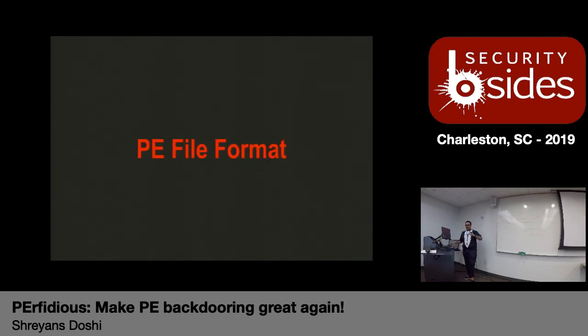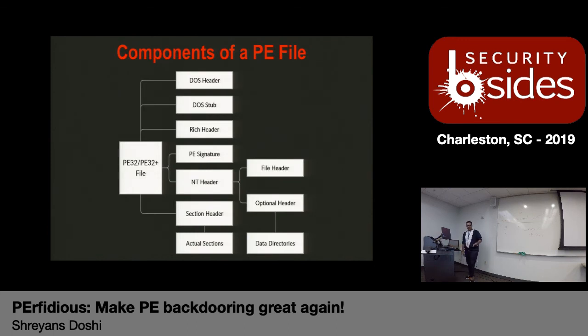Now, before you can get into Perfidious, it is important that you understand what a PE file format looks like, right? Because that is the input to Perfidious. So this is the basic structure of a PE file. You have the DOS header followed by the DOS stub, followed by a rich header which may or may not be present, followed by the PE signature, followed by NT header. These together compose the entire PE header that we know about. This is followed by the section header and the actual sections, right?